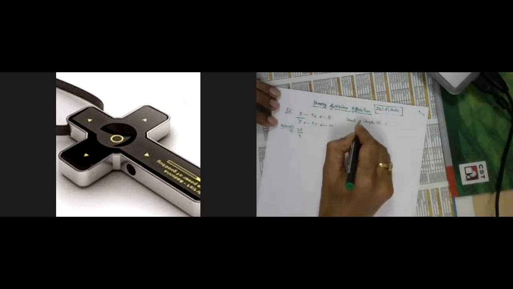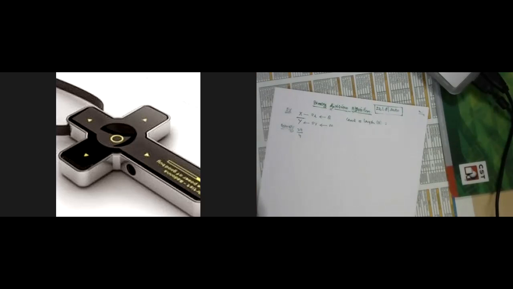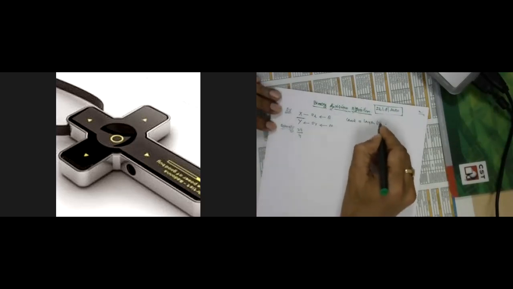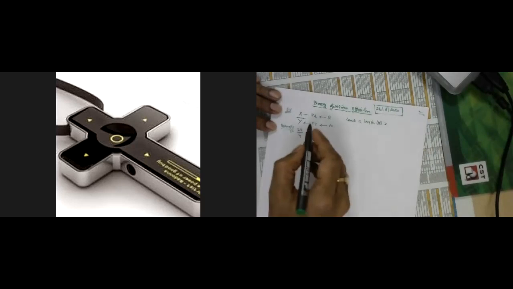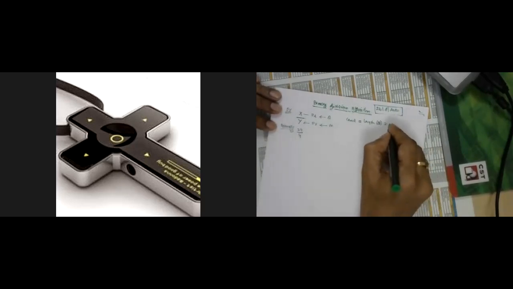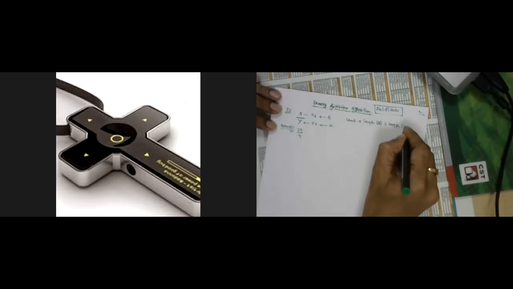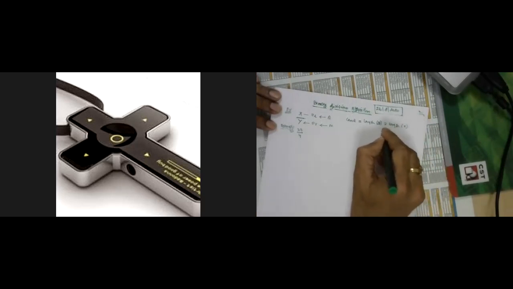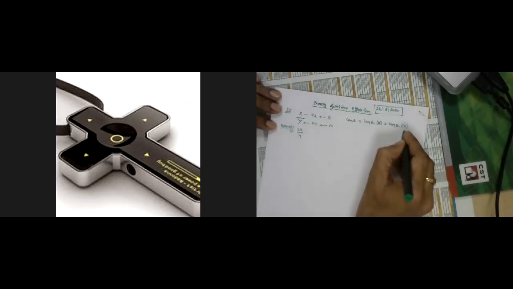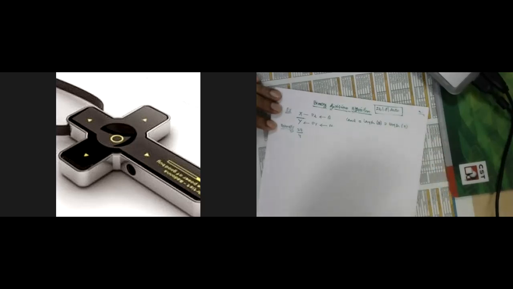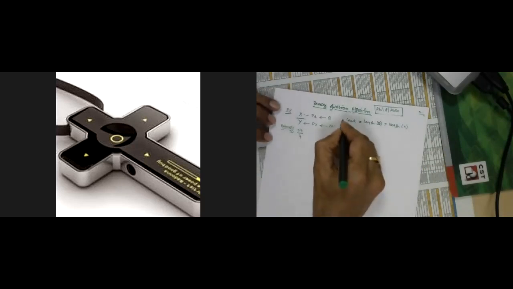Then we need to compute the count value. What is the value of the count? The count is equal to the length of Q, which means the length of X. Q and X will be represented in binary form, so the total number of bits required to represent Q gives us the count value. Suppose Q equals 3, then the count value will be 2, because 3 can be represented by 1 1. So the count value will be 2. This is the first step.